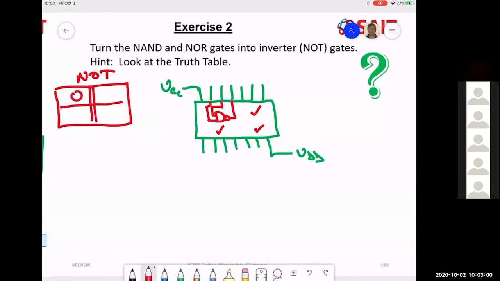If I have an input of a 0, the output would be a 1. An input of 1, the output would be a 0. Fairly simple truth table. But all I've got available is this NAND. It's a 2-input device.